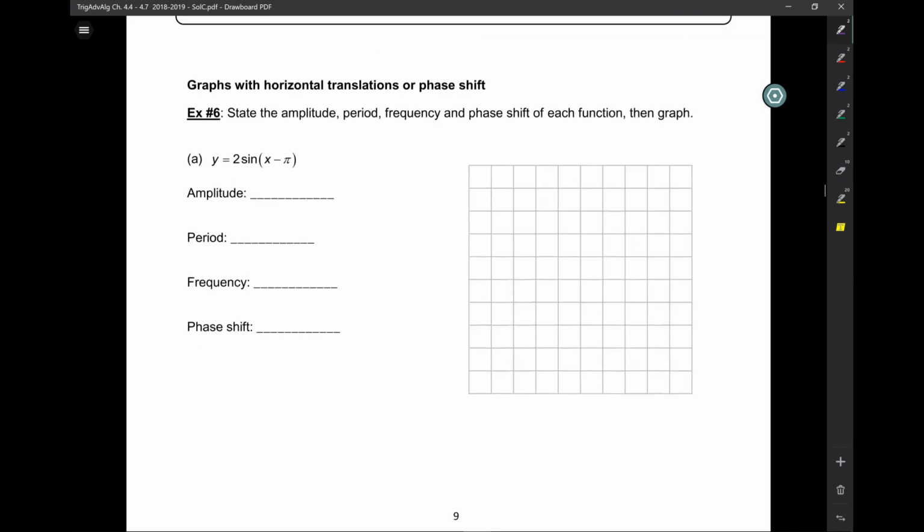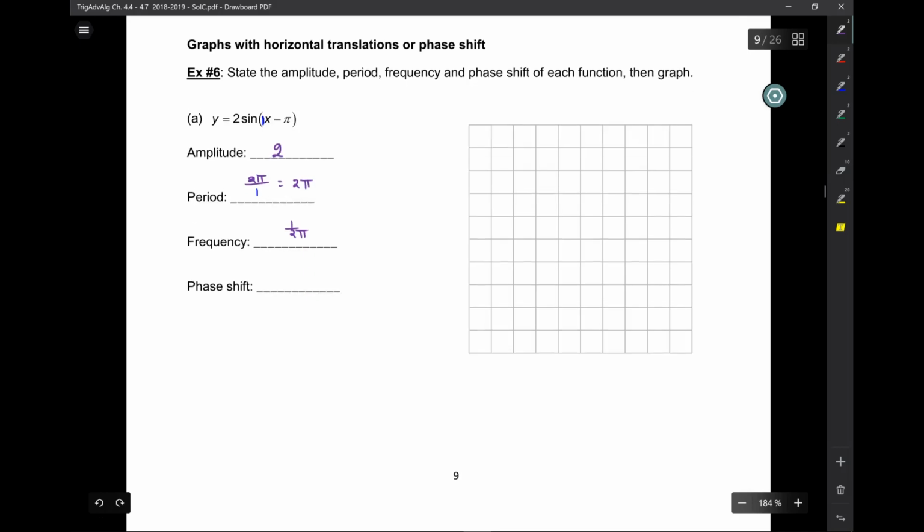It's the same. So look at this function. What's the amplitude? 2. Okay, so period is 2 pi over the number in front of the x, which is a 1. So it's just 2 pi. Frequency is what? 1 over 2 pi.